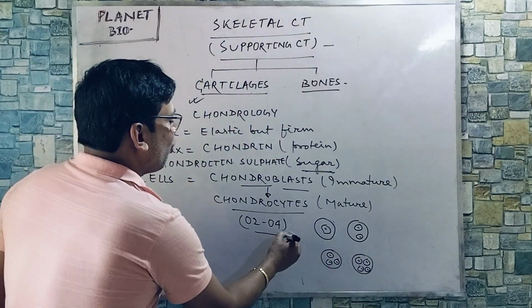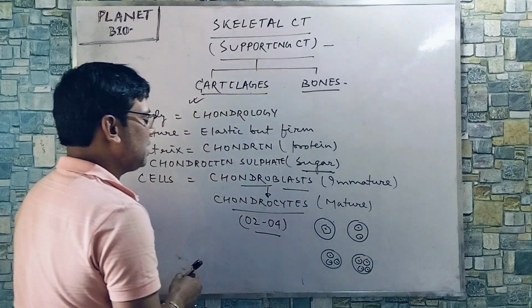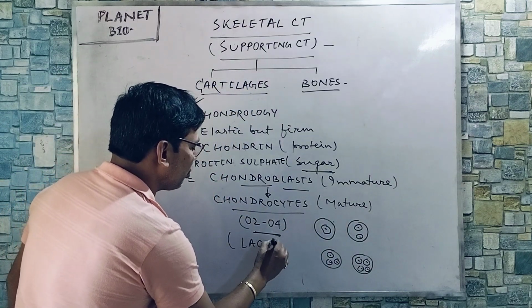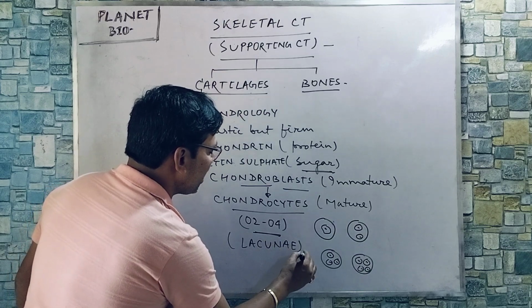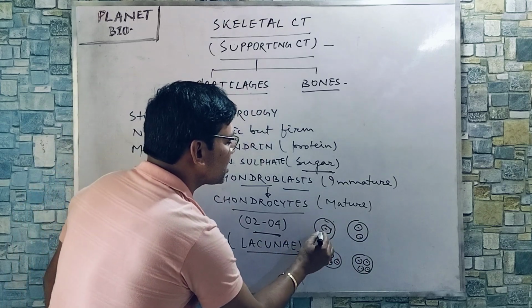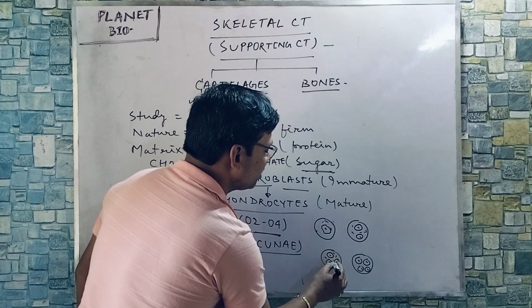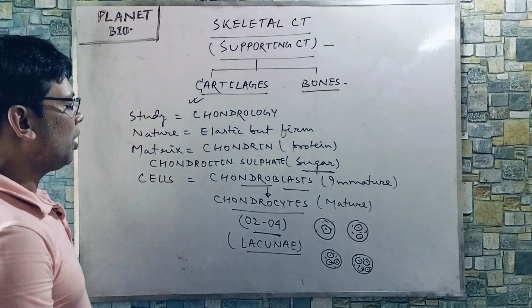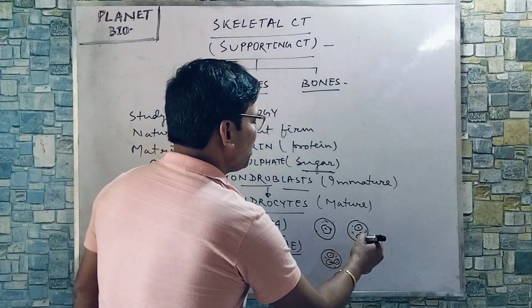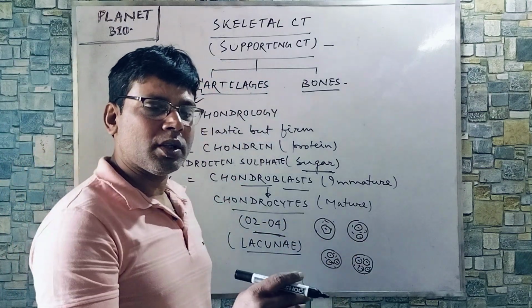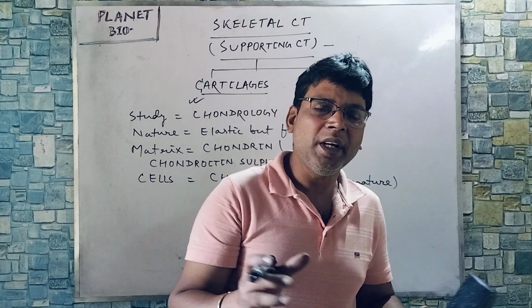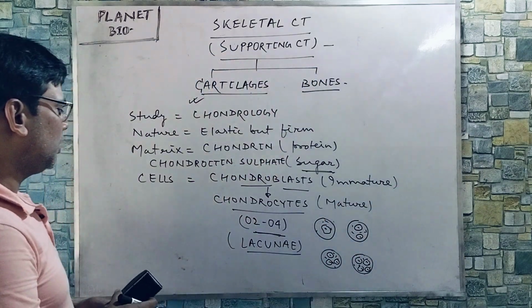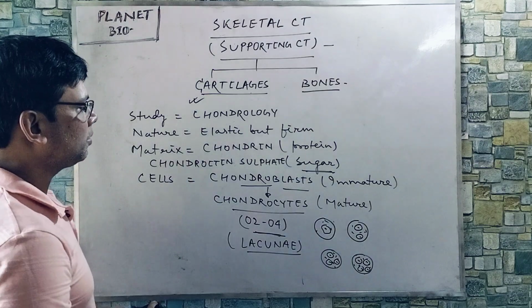So 2 to 4 mature cartilage cells, that is chondrocytes, may be found, and the chamber is called lacuna. The plural is called lacunae. This is the fluid filled space, and there it is found. But they remain scattered in the matrix. They are not well arranged in lamellae, as we see in bones. Okay, so they may be scattered.